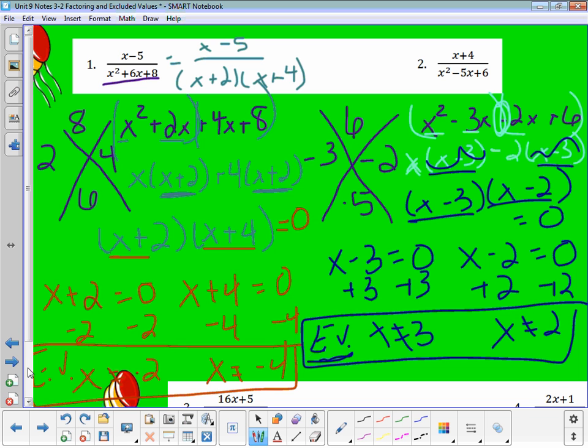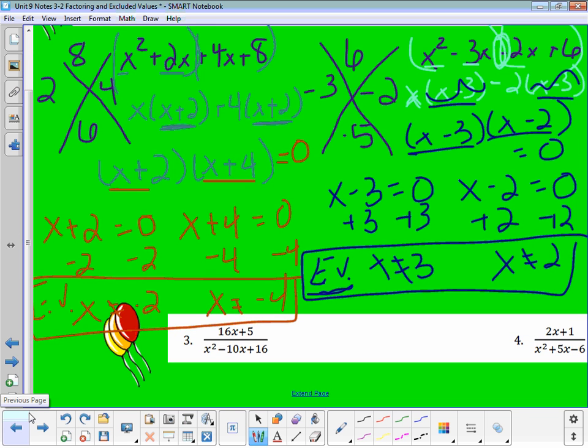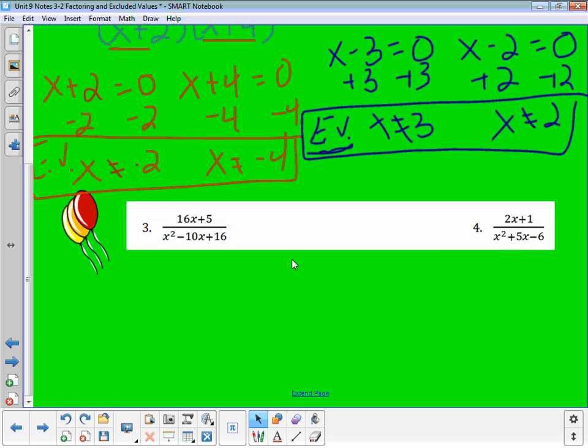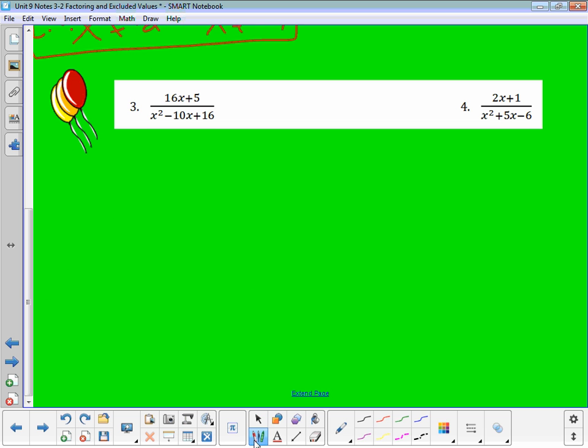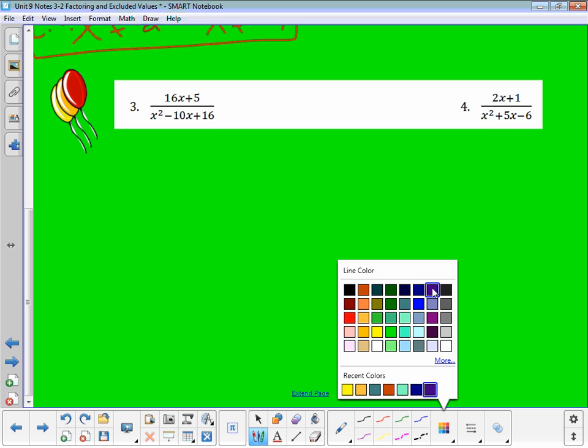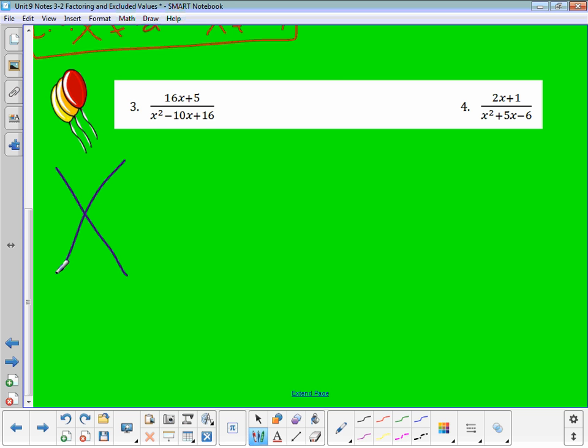All right, next, let's take a look at number 3, and then I'm going to have you do number 4. So for number 3, again, we want to factor that bottom. So let's go ahead and do that. What I want you to do is pause the video really quick and get the bottom of number 3 factored.